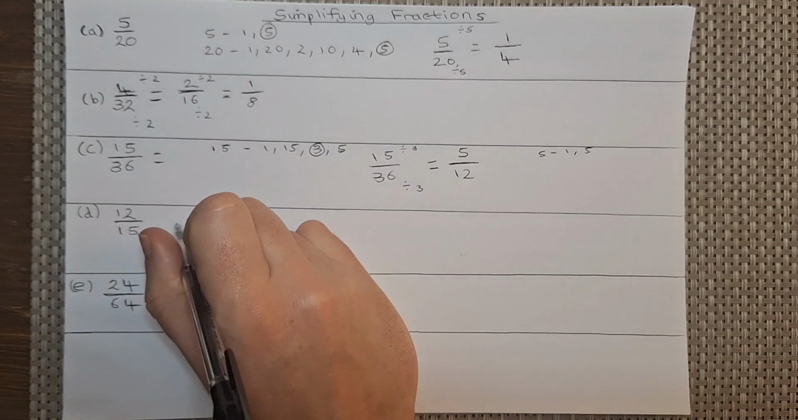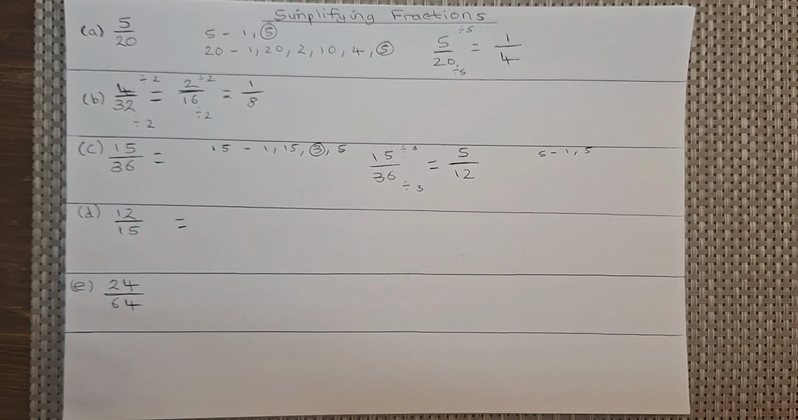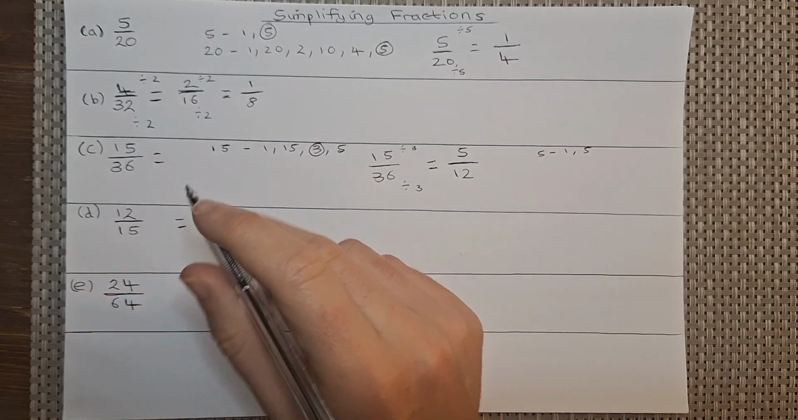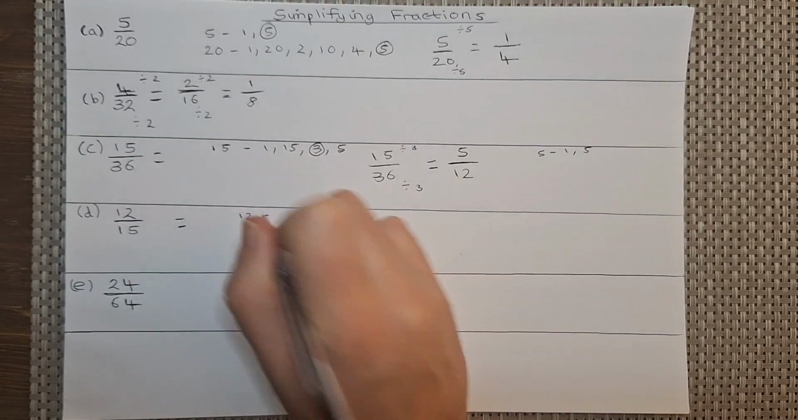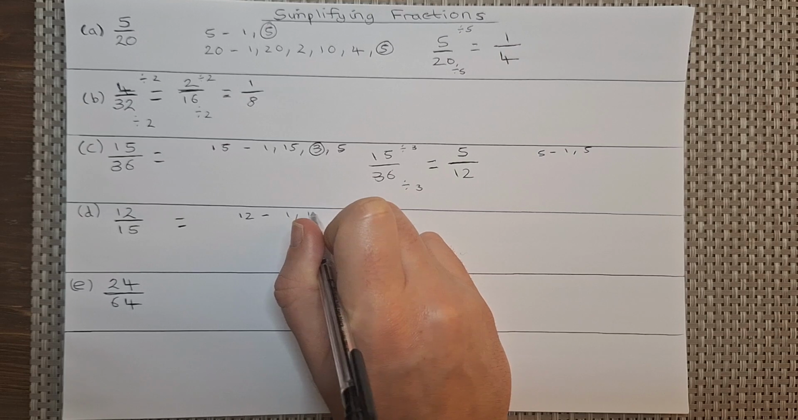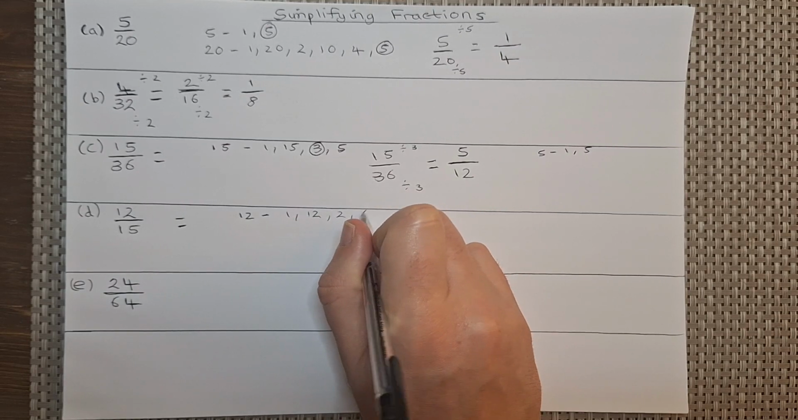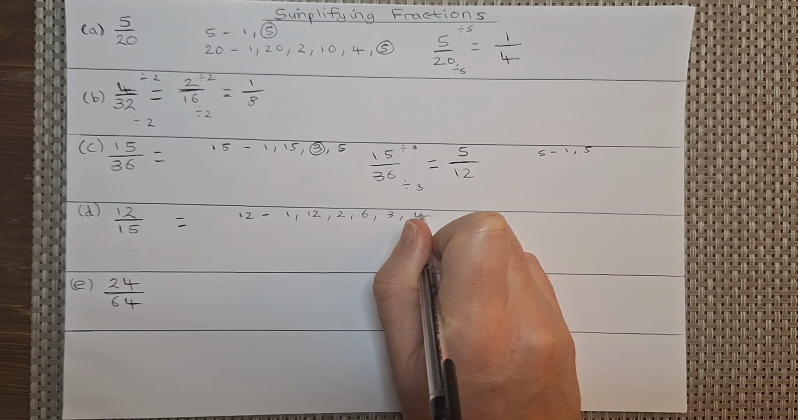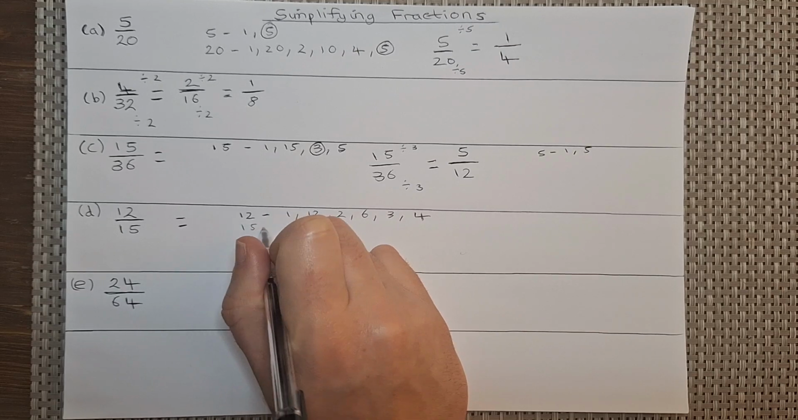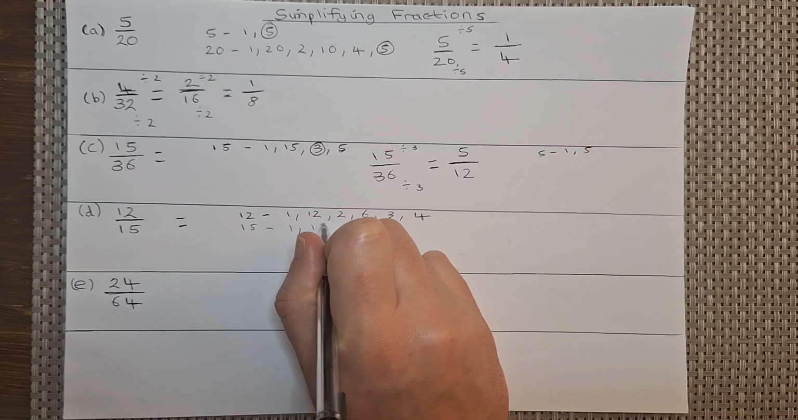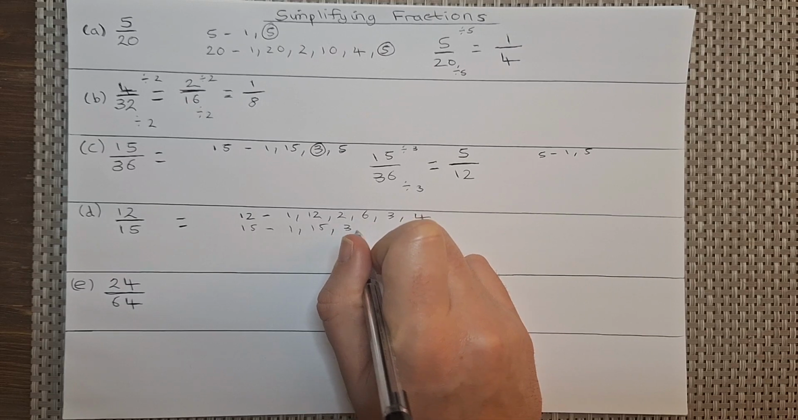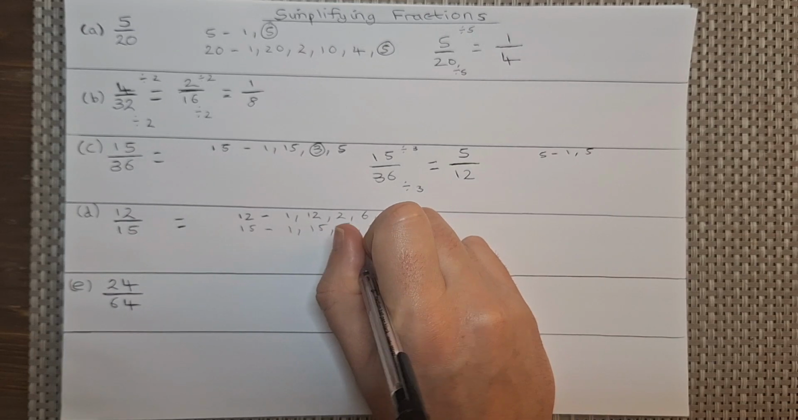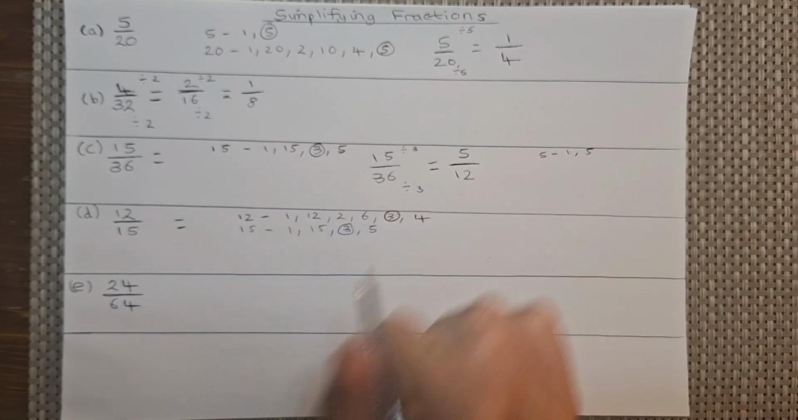Next one, 12/15. Again, we have one even and one odd number, so we can't divide by 2 because 2 is not a factor of both. So listing the factors of 12, we have 1, 12, 2 and 6, 2 times 6 is 12, and 3 and 4, okay? Listing the factors of 15, 1 and 15, and 3 and 5. As you can see here, 3 is your highest common factor of both, okay?